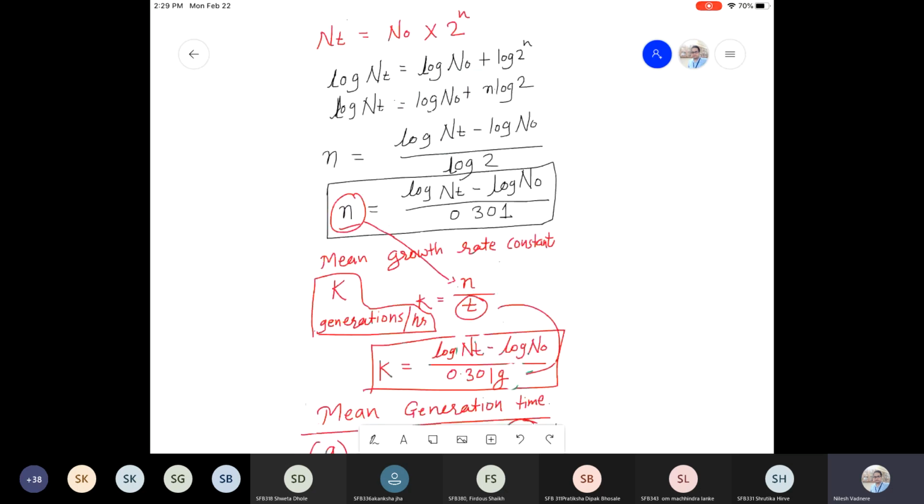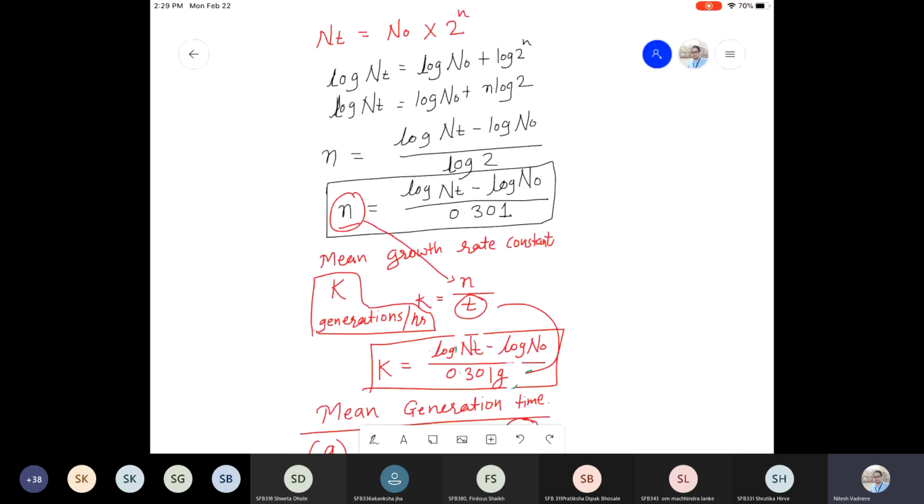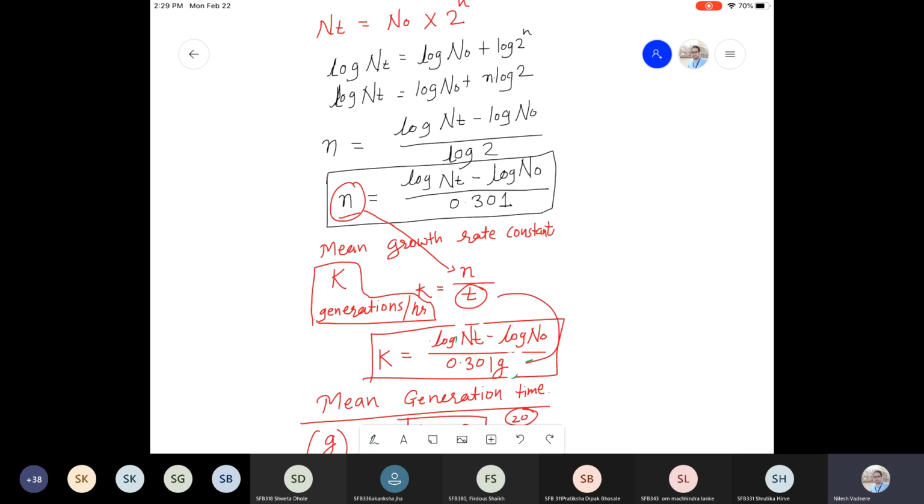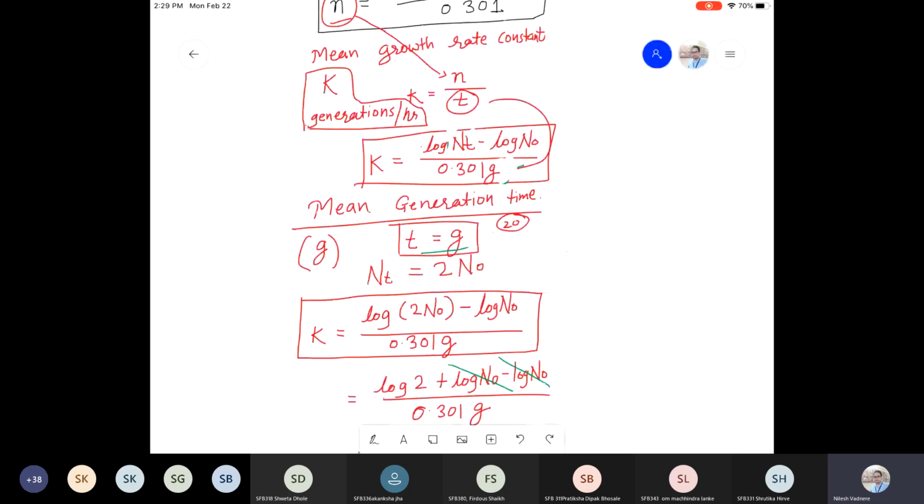And then for growth constant, which is equal to number of generations per unit time or n divided by t, we substituted the value of n into the equation for the growth rate constant, and we got the equation for k, which is log of Nt minus log of N0 divided by 0.301 into g.